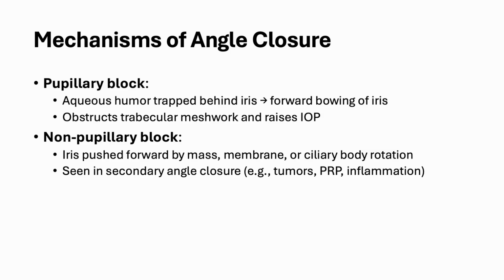There are two main mechanisms of angle closure: pupillary block, when aqueous humor becomes trapped behind the iris, causing the iris to bow forward and block the trabecular meshwork, raising IOP. Non-pupillary block, where the iris is pushed forward by an external factor, such as a tumor, membrane, or anterior rotation of the ciliary body. This is more common in secondary angle closures due to inflammation, retinal procedures like PRP, or tumors.